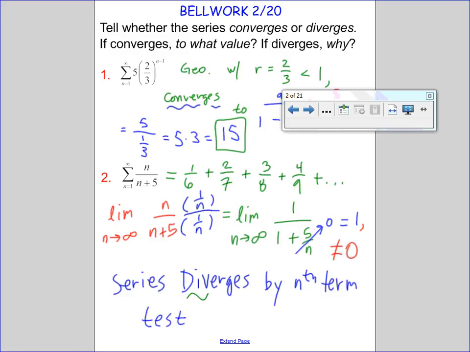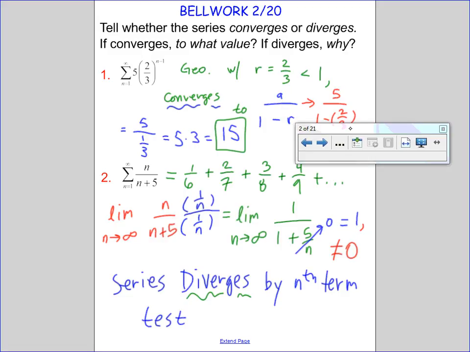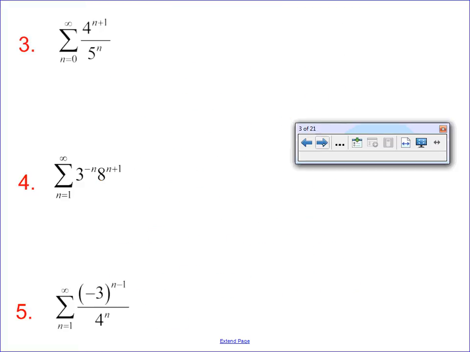And I think a squiggle underline, a little emphasis for diverges in order. Okay, so then who else got diverges for number 2? Over there for diverges? Hey, you guys are 2 for 2. That's good. All right, let's take a look at number 3.